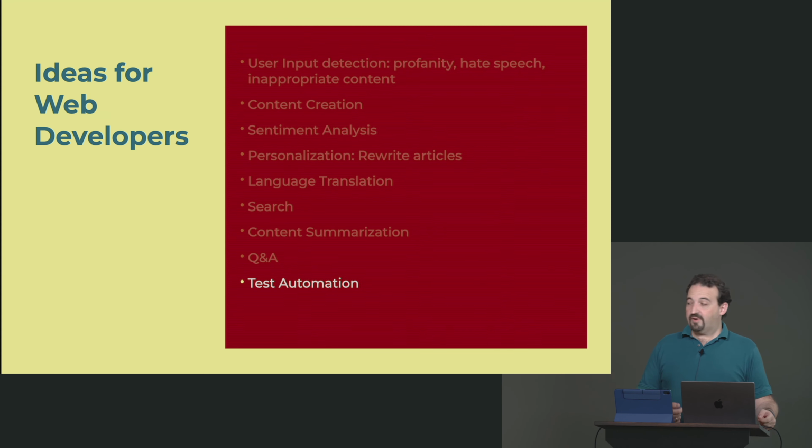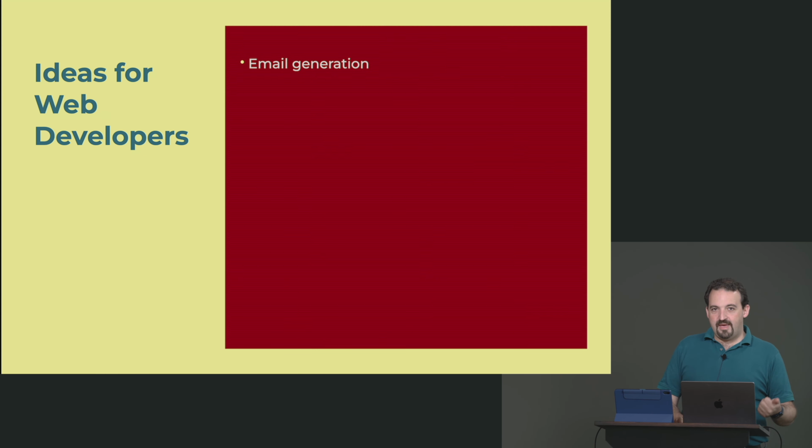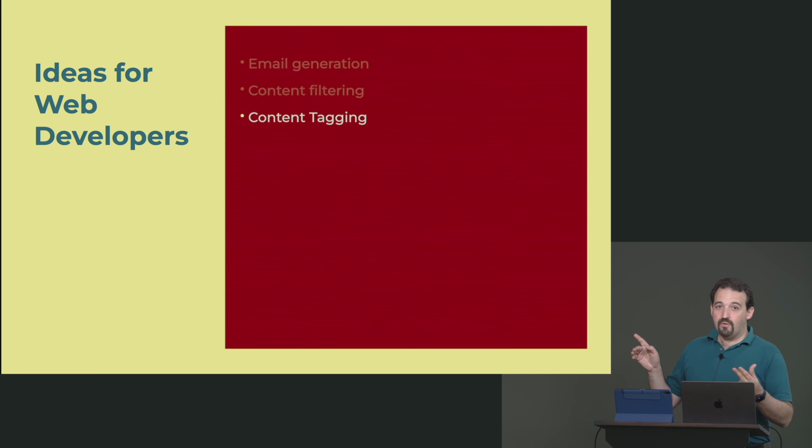Test automation, now talking about code, it can actually write your tests directly. Chatbots, that's like the first step when we are dealing with GPT. Let's create a chatbot. So then it can offer customer service to your users. You should use ethics here and say to the user, hey, this is AI, have that in mind. And there's more. Email generation, content filtering, content tagging. This is pretty cool. So you have an article, you can tag the article. So then it's better to connect articles between them instead of doing this manually.